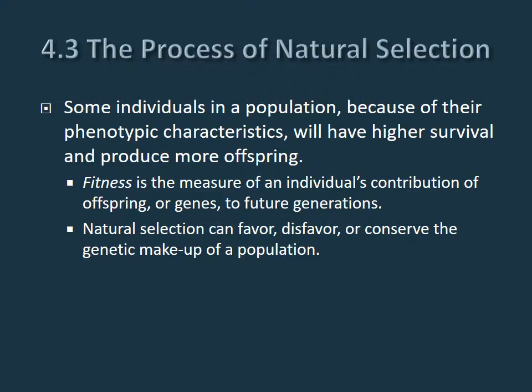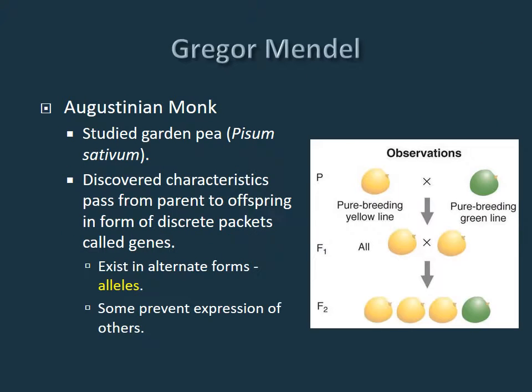And natural selection can favor, disfavor, or conserve the genetic makeup of the population. So certain genes might be favored, which means they'd be more likely to survive, and certain genes, or traits, might be disfavored, less likely to survive. So populations change, again, just like the deer, based on who is more likely to survive in that environment.